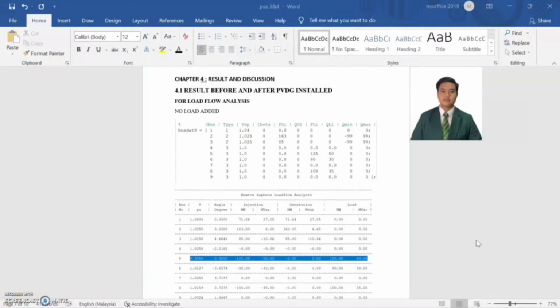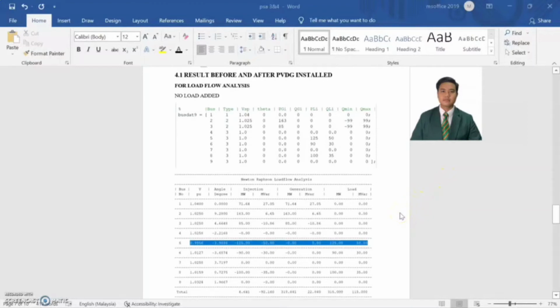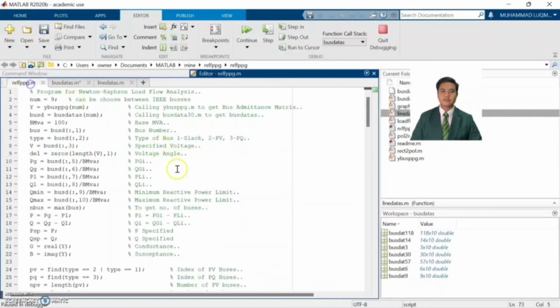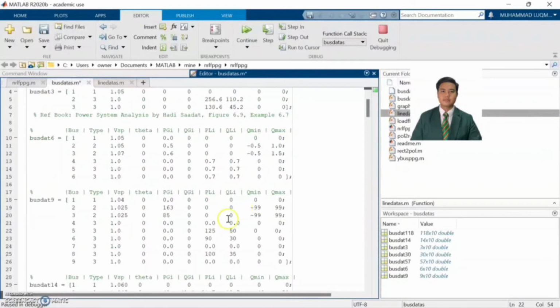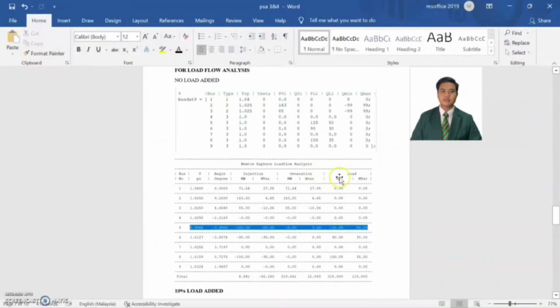Assalamualaikum. Today I'm going to present the result and discussion for the load flow analysis. We were using the Newton-Raphson method for this project, and this is the result after we used the coding in MATLAB. This is the coding for the Newton-Raphson method load flow analysis. And the bus data for the original load was 125 and 50. Then after that, we get the result as in the report.